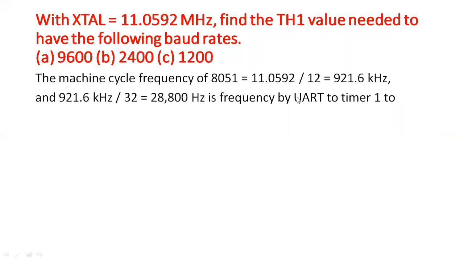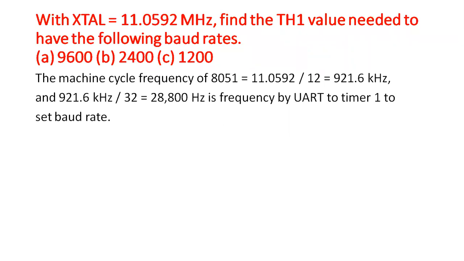What is UART? Universal Asynchronous Receiver Transmitter, right? For this one, you have to divide the frequency by 32. So when you are going to use the UART, you divide the frequency 921.6 kilohertz by 32. You will get 28,800 hertz. This is the value.